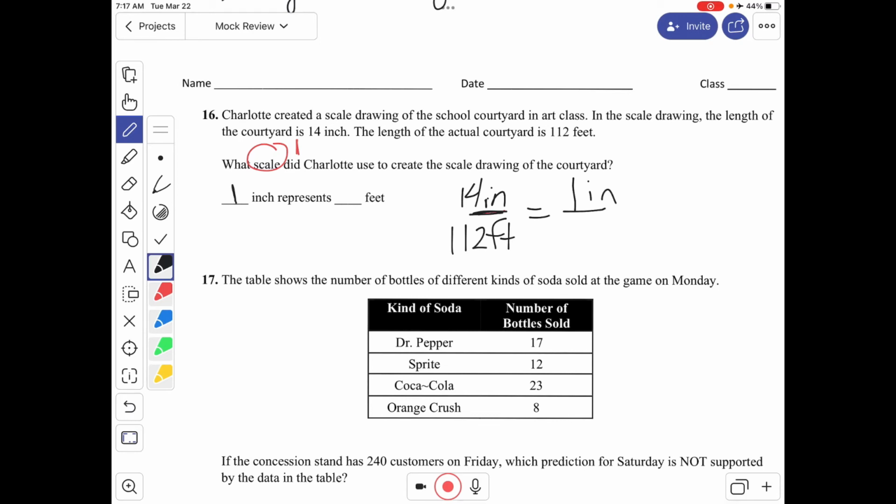So I already know that that's going to be a 1. And then you solve the proportion. What would I have to do to 14 to change it to a 1? Then that's what you'd have to do on the bottom to find the missing number.